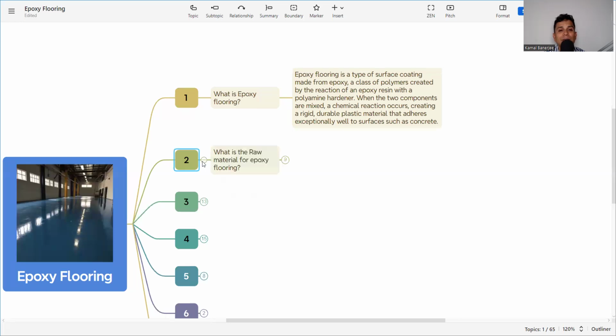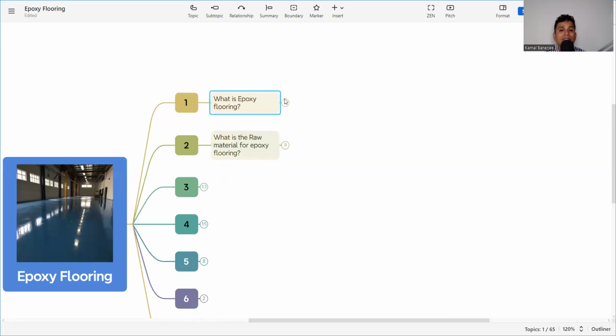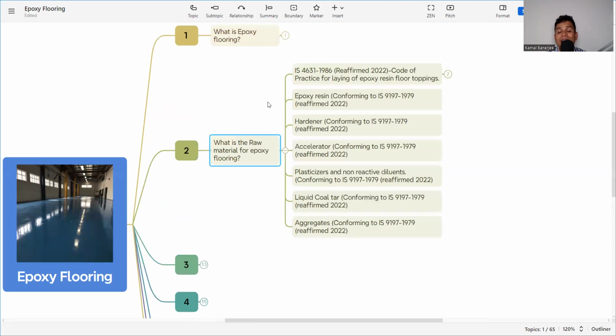Let's see what the raw material is. We need to know what raw material we require for the epoxy flooring. The main ingredients, as we all know, are the epoxy resin and the hardener. But what our IS code is saying, this code is IS 4631:1986, reaffirmed in 2022. It is saying the requirements are: epoxy resin, hardener, accelerator, plasticizer, liquid colour, and aggregates.